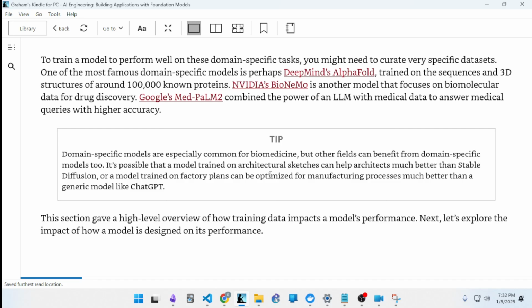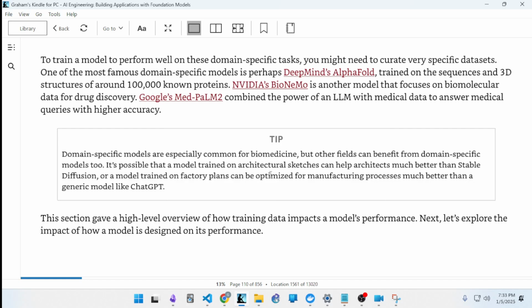To train a model to perform well on these domain-specific tasks, you might need to curate very specific data sets. One of the most famous domain-specific models is perhaps DeepMind's AlphaFold, trained on the sequences and 3D structures of around 100,000 known proteins. NVIDIA's BioNeMo is another model that focuses on molecular data for drug discovery. Google's Med-PaLM 2 combined the power of an LLM with medical data to answer medical queries with higher accuracy.